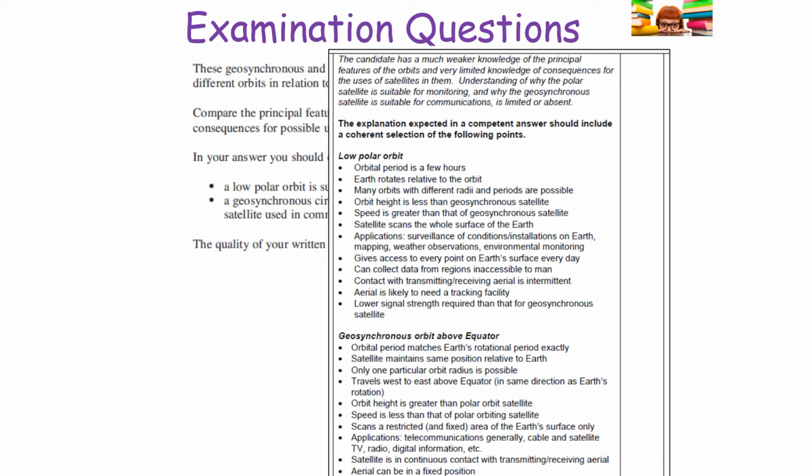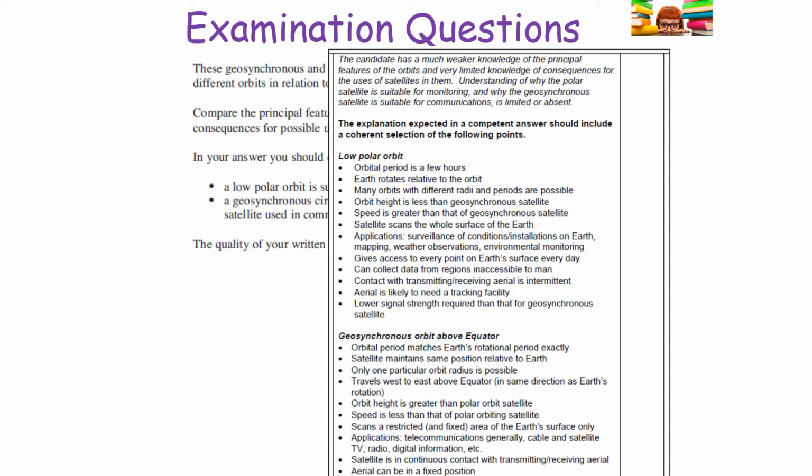So a low polar orbit has an orbital period of a few hours. Now the Earth rotates relative to the orbits, they're not synchronous as the name suggests. Now many orbits with different radii and different periods are possible because you're just looking to go over the poles, so therefore you can have different possible trajectories in your paths. Now the orbit height is a lot less than that of a geosynchronous orbit. Now again, if you really want to get full marks in this type of question, you need to compare them. So literally saying it's less will give you more marks there than just saying it's got a small value for the height. The next one is that the speed is greater than that of a geosynchronous orbit. That occurs because it's got a lower orbital height.